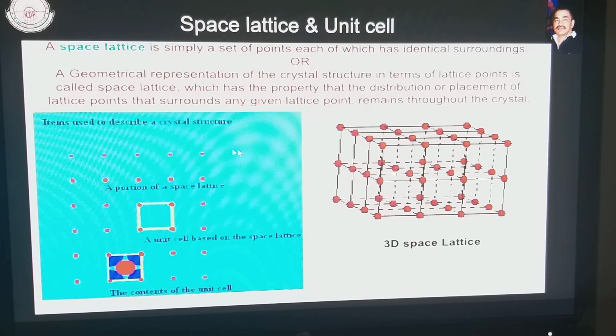In the next slide, let us see what is space lattice and also unit cell. In the first picture, we see a two-dimensional array of some lattice points. In the second picture, we find some three-dimensional lattice points.